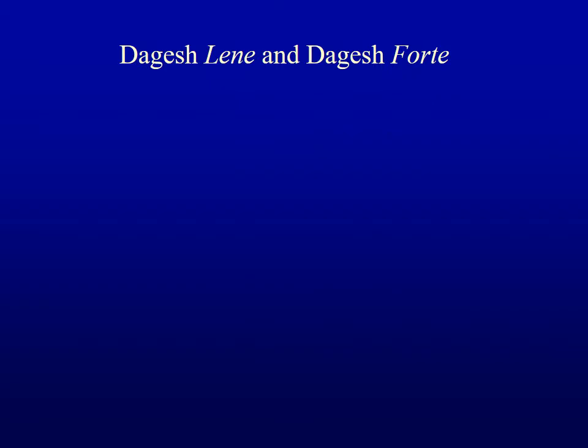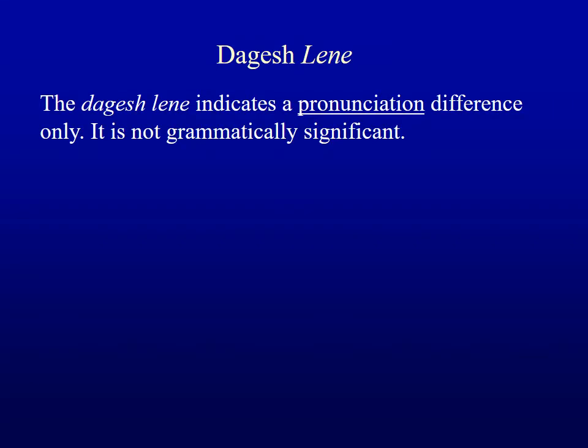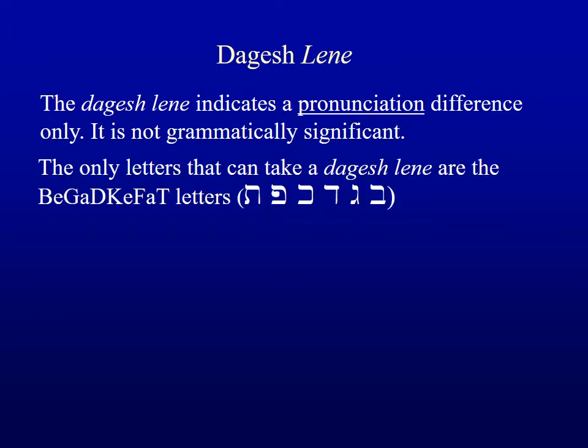The first thing we need to talk about are the different kinds of Dageshim in Hebrew. Dageshim is simply the plural of Dagesh, which is the little dot in the letter. There are two types of Dageshim in Hebrew: the Dagesh Lene, which is the soft Dagesh, and the Dagesh Forte, or the strong Dagesh. So first, Dagesh Lene. The Dagesh Lene indicates a pronunciation difference only. It's not grammatically significant. We've already seen Dagesh Lene a number of times.